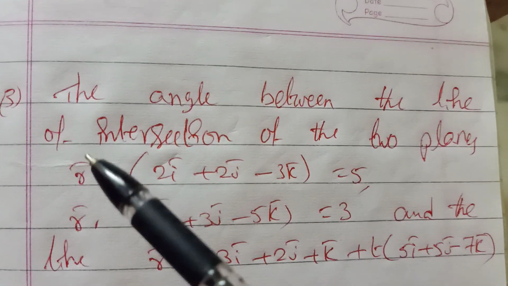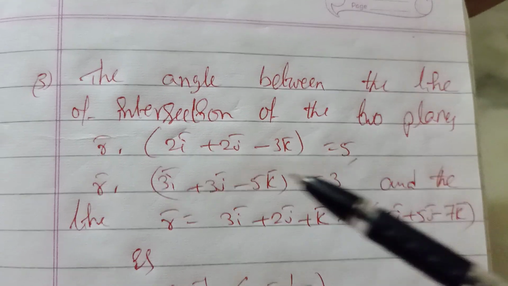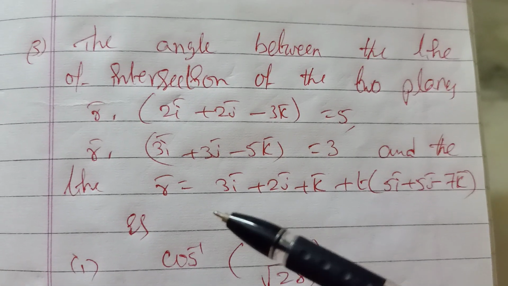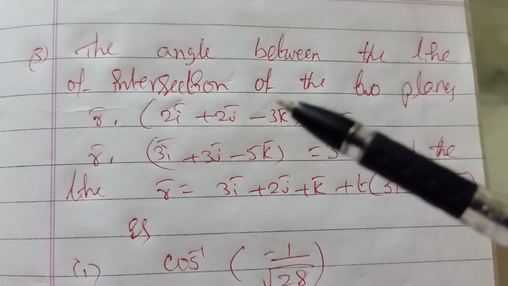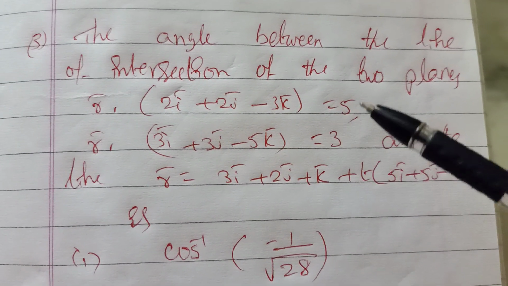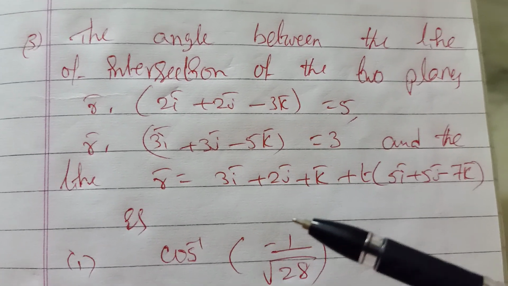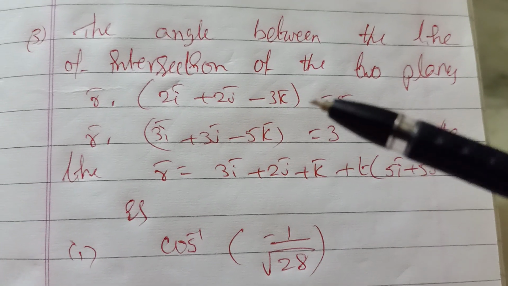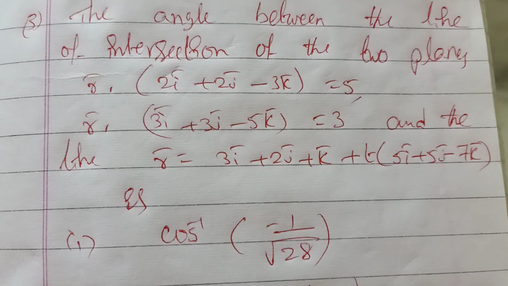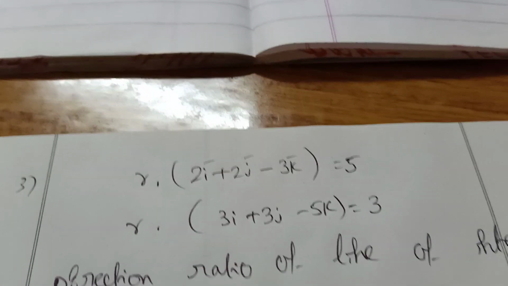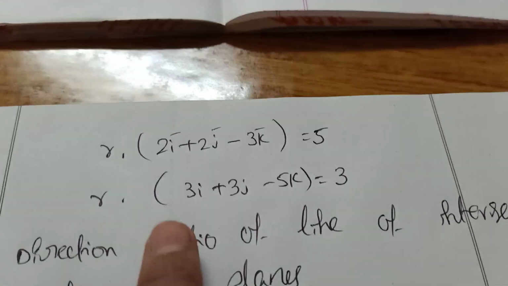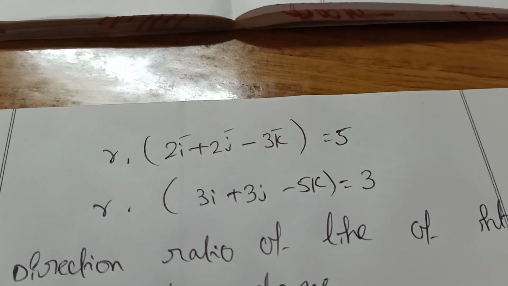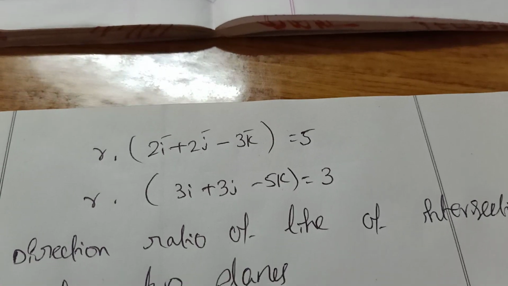See, third question: the angle between the line of intersection of the two planes given and the line r bar equal to given. First find out the intersection of two planes, find that, then the angle should be found. Intersection of planes means, how to do, first you should find the DR, the direction ratio of the intersection of the two planes.